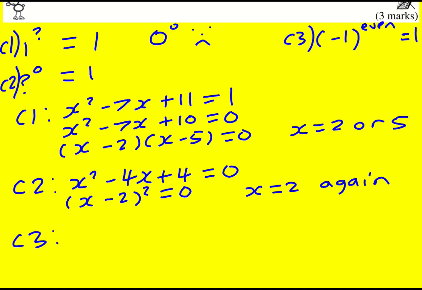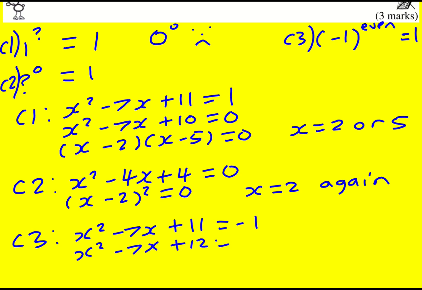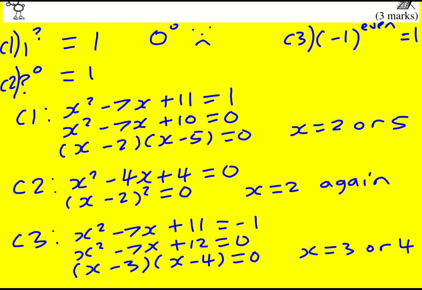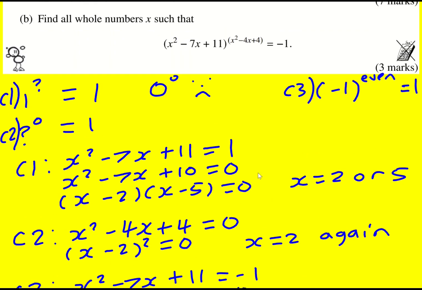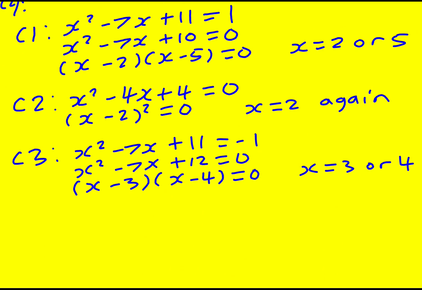That leaves case 3, which was x squared minus 7x plus 11 is equal to minus 1. So x squared minus 7x plus 12 this time is 0, which again factorizes. So x is equal to 3 or 4. We just need to check that the power is even. And I can just actually use the factorized form, check that x minus 2 squared is even.